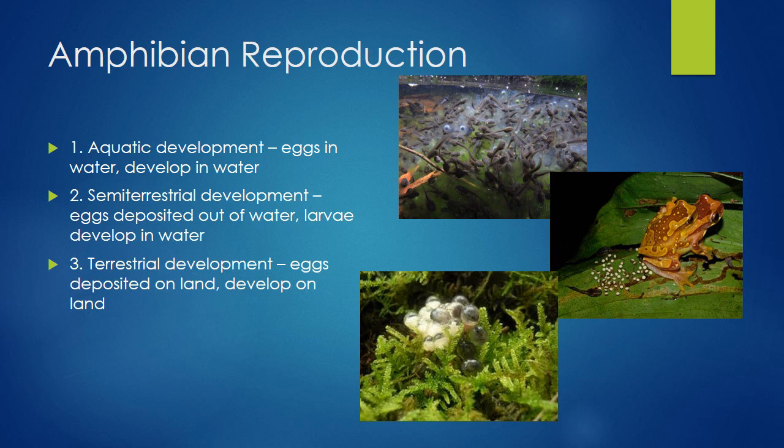And then some amphibians have total terrestrial development, where the eggs are deposited on land and they develop on land. This usually happens in pretty moist places, so that the eggs don't dry out and the larva can still develop. Usually the larva, like the tadpoles, fully develops inside the egg, and when the eggs hatch it's just a little tiny adult.